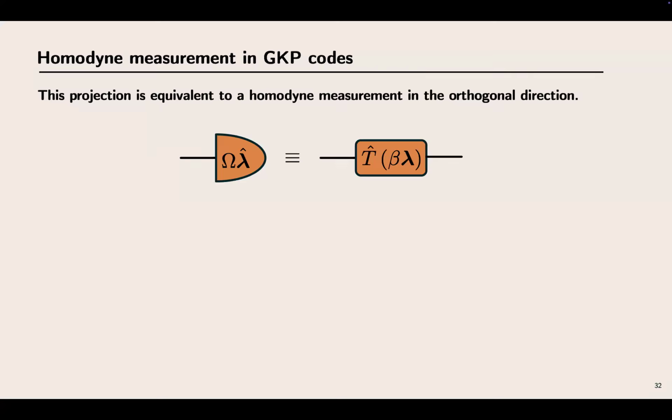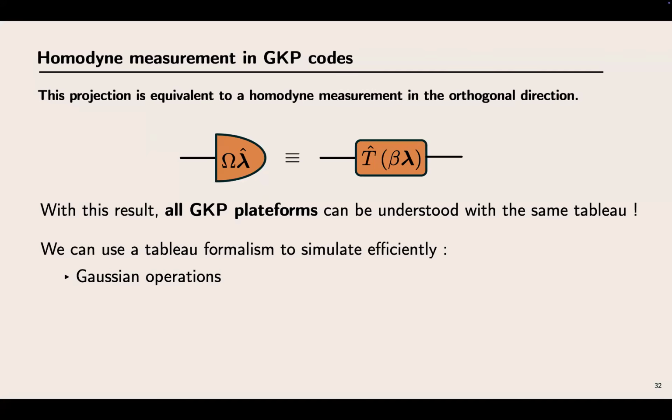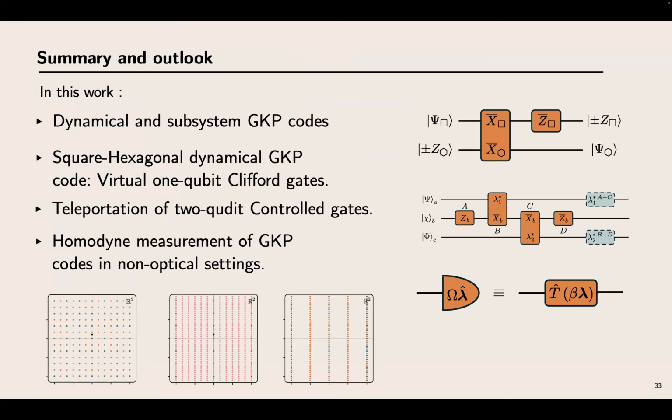And so through this kind of measurement and translation, we can actually understand homodyne detection. And so it means that for all platforms with GKP, we can understand them through Tableau, which means that we can do efficient simulation of Gaussian operations, but also all kinds of measurements like translation and homodyne, and also conditional operations on these measurements, right? And so that's pretty much what I had.